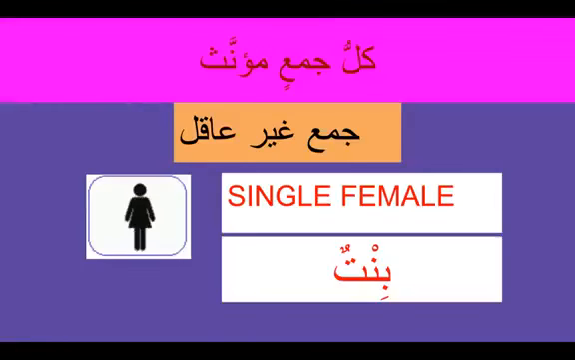For example, if you say hada kitabun jamilun, this book is beautiful. So if there are many books, what do you say? Hadihi kutubun jamilatun. So you just replace the kutub with bint, we say hadihi bintun jamilun. But if it is a plural form, we say hadihi kutubun jamilatun.